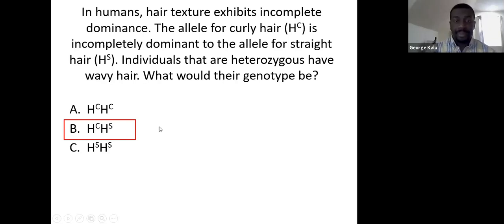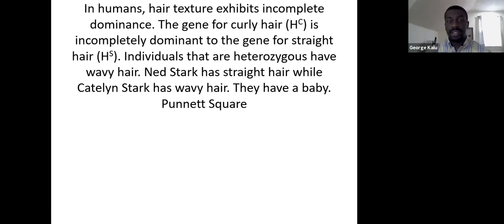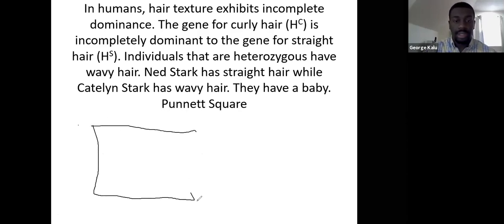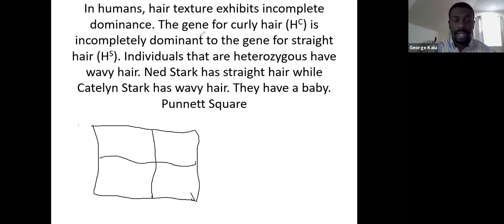All right, so now next question. Ned Stark has straight hair, while Catelyn Stark has wavy hair. They have a baby. So let's go ahead and do this Punnett square. Okay, so you go ahead and do this here. Perfect. Let's say we want to do Ned's genotype first. If Ned has straight hair, I'll put him on the top. If Ned has straight hair, what is his genotype going to be?